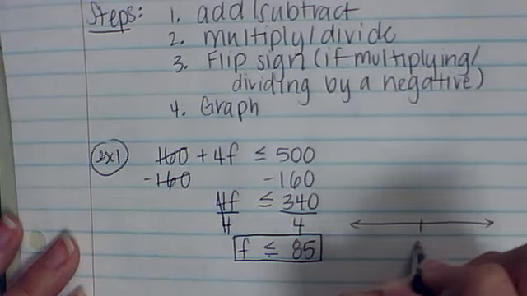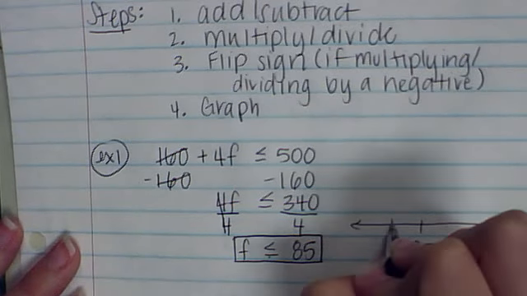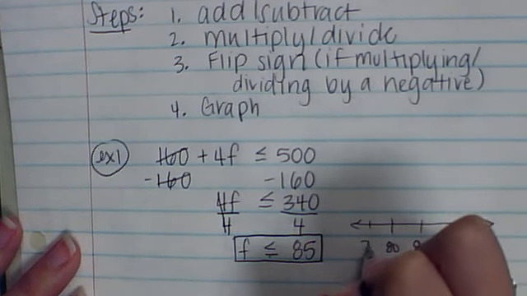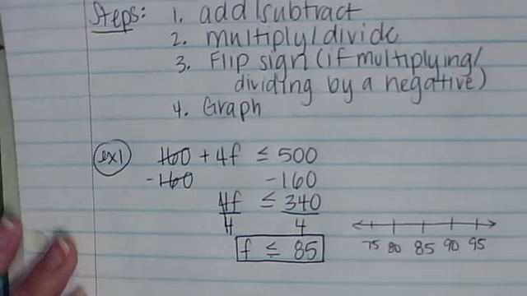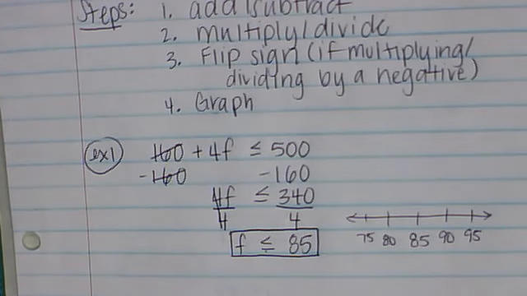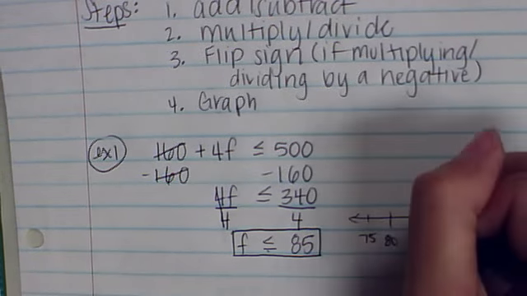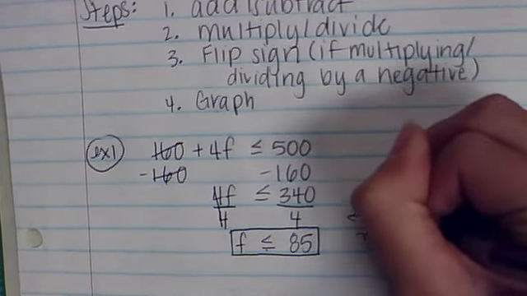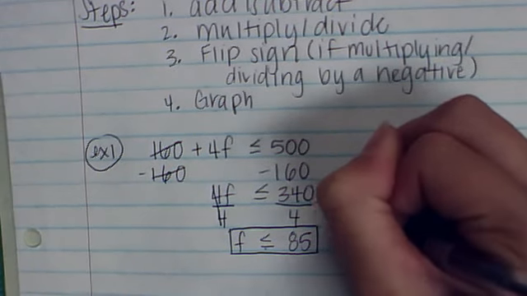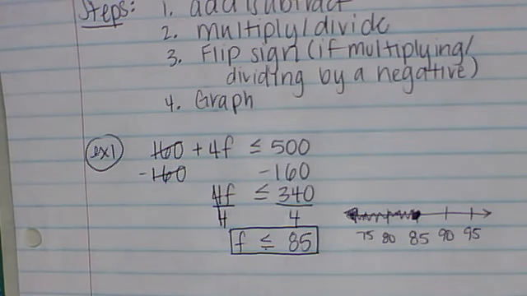So make a number line, be sure that 85 is on there, and some numbers around it would be good. Remember, we've talked about your scale can be different depending on what you want to use. As long as you're consistent, that's fine. The line underneath tells me that the circle will be closed at 85, and I will be shading to the left. And that's my answer for example 1.